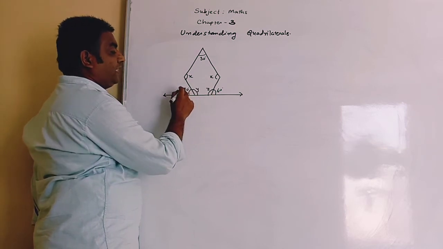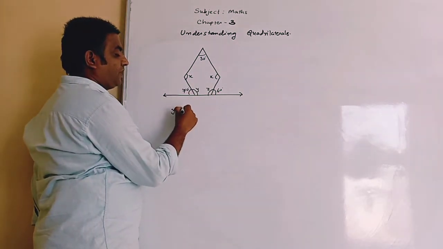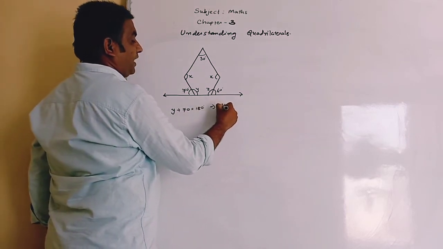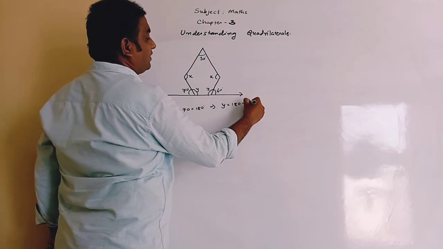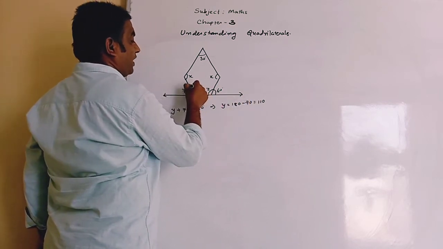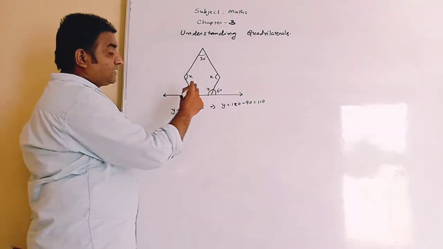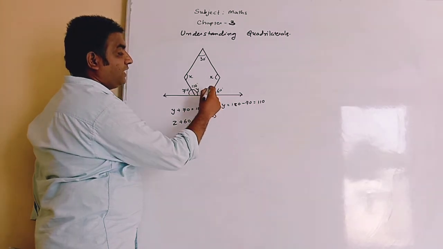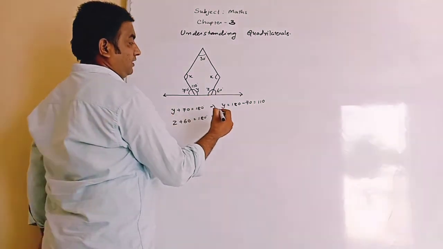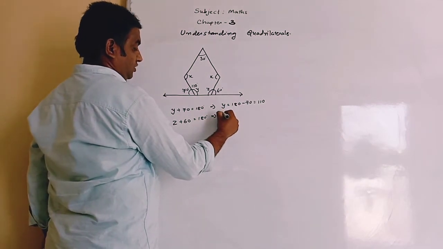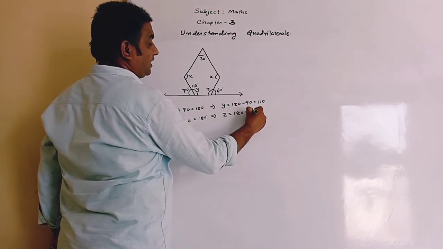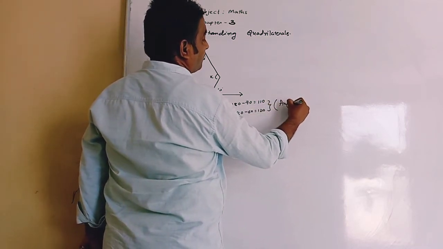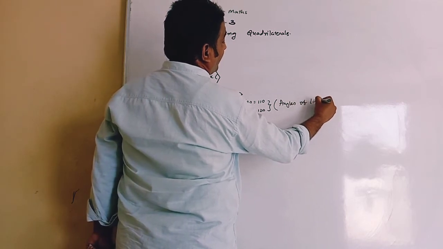Then we know that y and 70 are a linear pair, so y plus 70 equals 180. And so y equals 180 minus 70, which is 110. So we got the y value as 110. Same with z plus 60 equals 180, the reason being that they are a linear pair. So z equals 180 minus 60 equals 120. Here we write the reason: angles of linear pair.